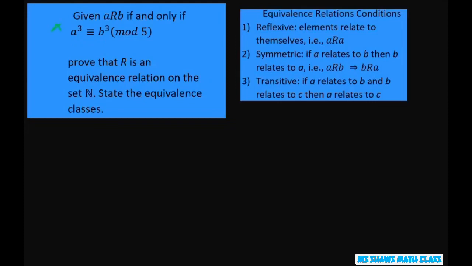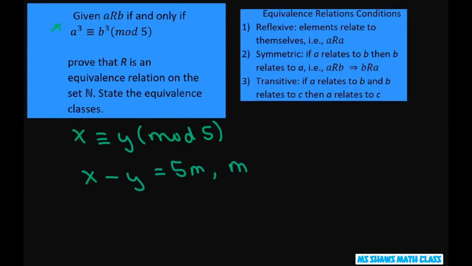Basically, if we have X is equivalent to Y mod 5, it's defined as X minus Y equals 5m for some m in the integers. So in simple terms, it means that Y is the remainder when X is divided by 5. For example, 18 is equivalent to 3 mod 5.